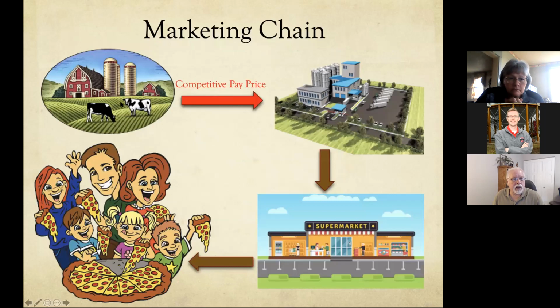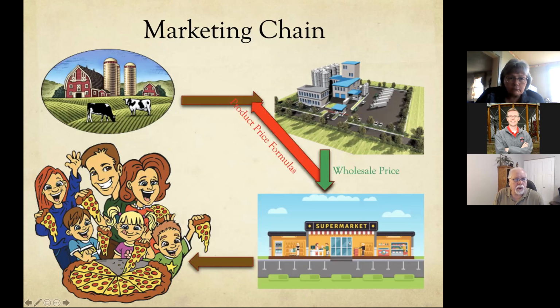Initially we used this MW, and we had a price that was determined right between farms and plants. That's competitive pay price. Then from the plants, of course, the product goes down to a supermarket and then ultimately to the consumer. The product price formulas are saying, this isn't working anymore. So let's go down here and look at the wholesale price before we get to the supermarket for products like cheese or butter. And we'll try to impute what that value of milk was that went into those products. That's what we use.